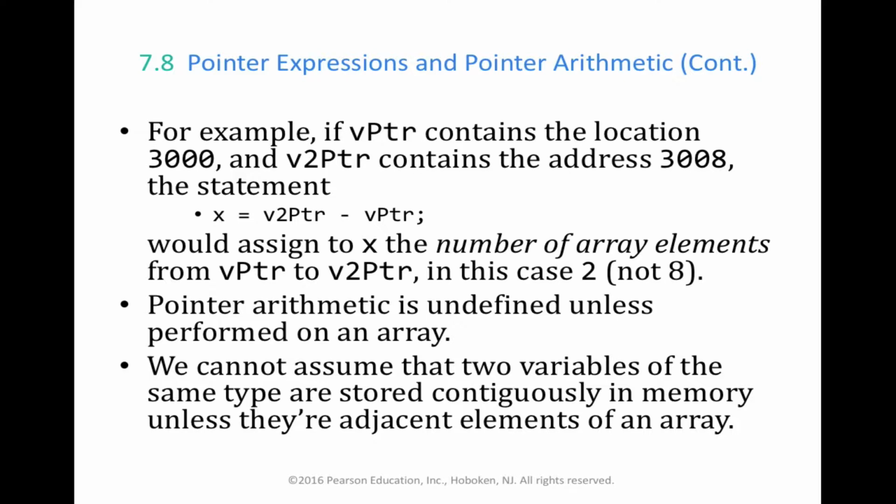Pointer arithmetic is undefined unless we are performing it on an array. We cannot assume that 2 variables of the same type are stored contiguously in memory. That means that we can't assume that they're next to each other in memory unless they are stored in an array.